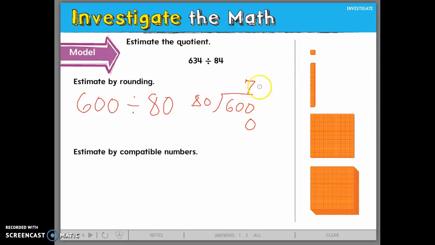7 times 0 is 0. 7 times 8 is 56. Subtract. And I get 40. And so I have 7 remainder 40. 7 and 40/80ths. That's a whole lot of work to just have an estimate. Let's see what would happen if we use compatible numbers.